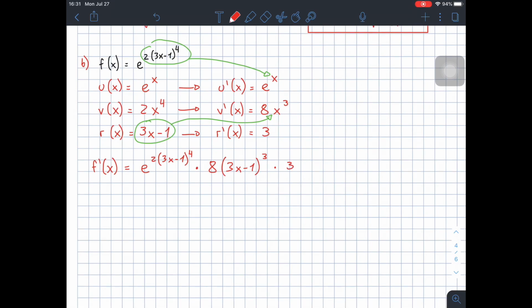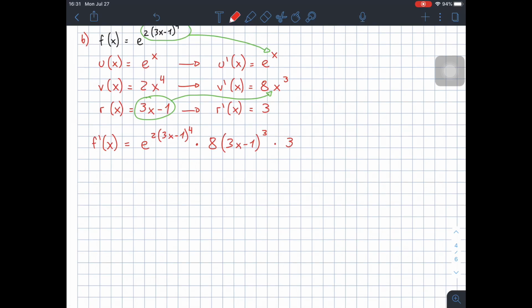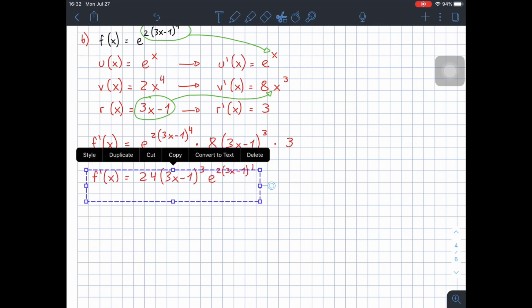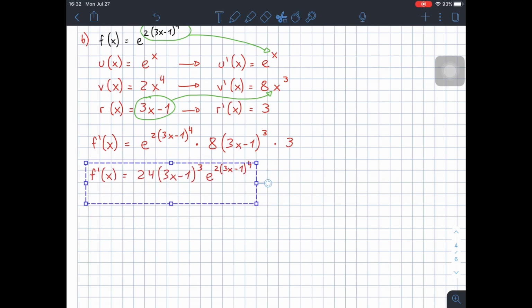Okay? I hope this is clear for you guys. So once I have done this, I just need to simplify terms. I see that I can multiply 8 times 3, that's 24. 24 times 3x minus 1 cubed times e to the power of 2 times 3x minus 1 to the fourth power. So this would be the derivative of this function f. I'll write that here.